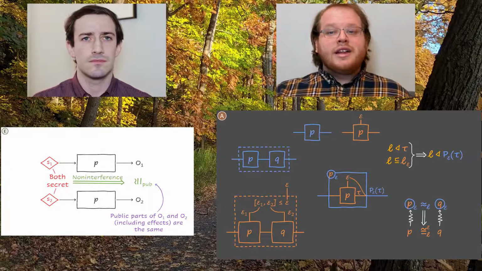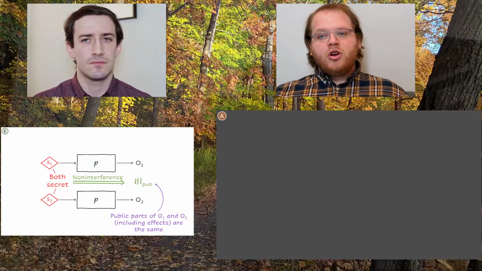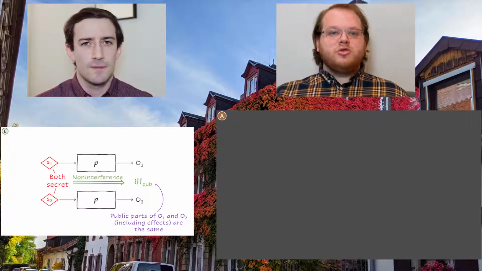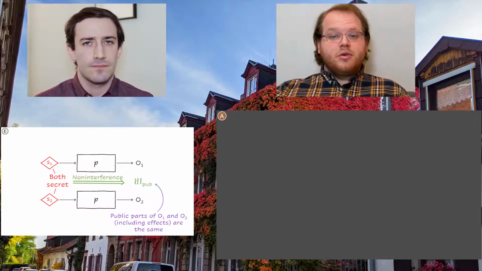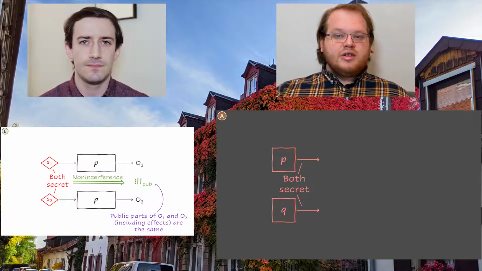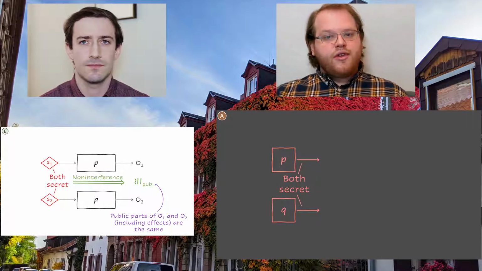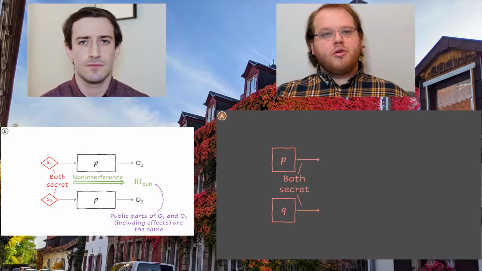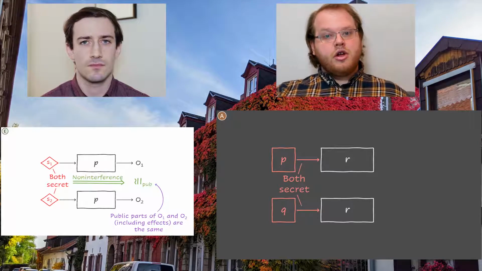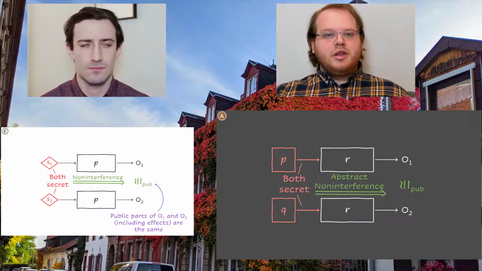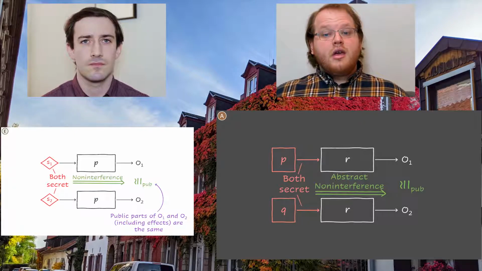Right, let's abstract that too. In our framework, we don't have values, we just have programs, but programs produce values. Instead of secret inputs, let's have two programs, P and Q, with the same secret output type and secret effects. Then, if we sequence P or Q with a third program, R, then R is non-interfering if it produces the same public outputs, no matter what P and Q we pick.